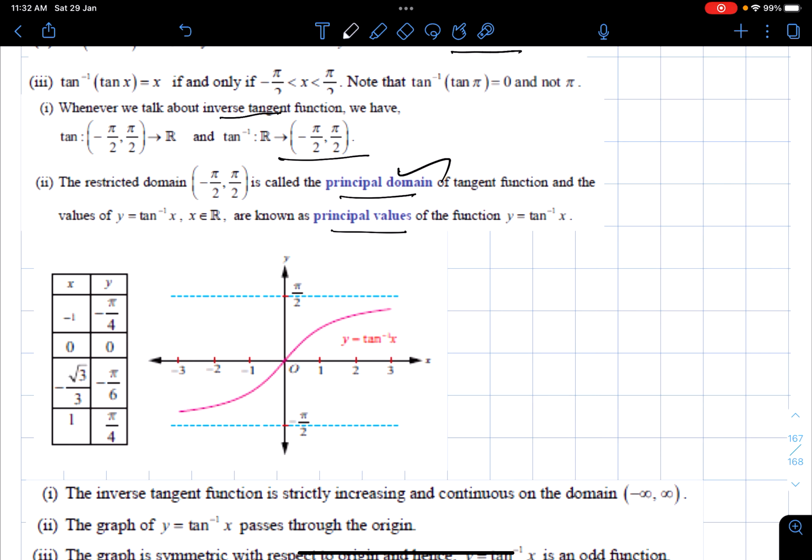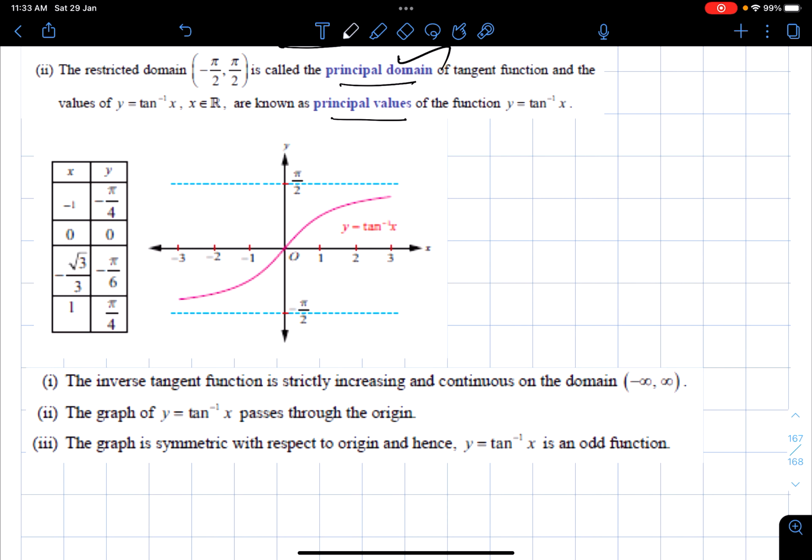And here is the graph for you. It also passes through the origin, so it is symmetric with respect to the origin, hence y equal to tan inverse x is an odd function. Both are odd functions because they are symmetric about the origin. Whichever graph is symmetric about the origin is an odd function.